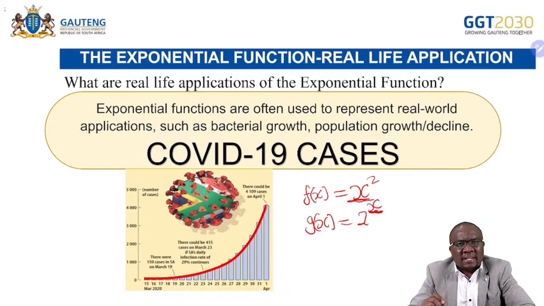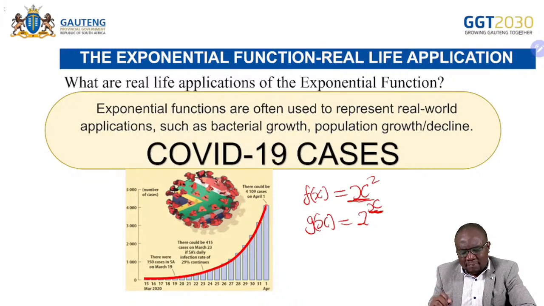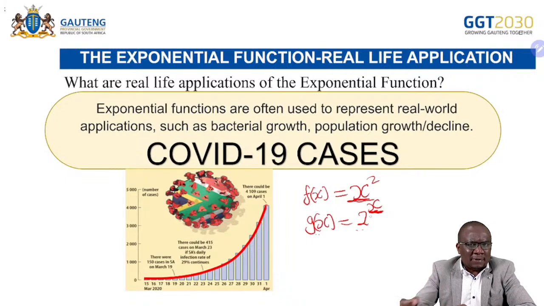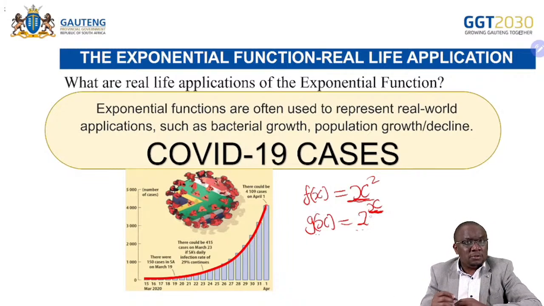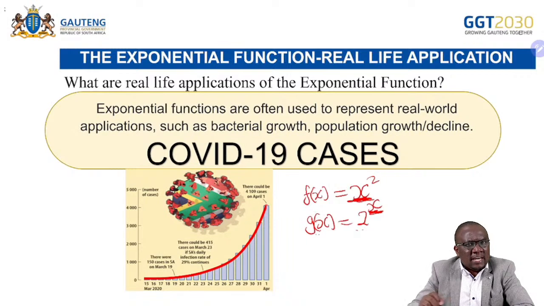Please don't forget that. I've seen learners making mistakes with these two graphs. I give them an equation like g of x is equal to 2 to the power x. Then they sketch a parabola. Okay, because they almost look similar, but if you check here, x is the base. For exponential functions, x is the exponent.